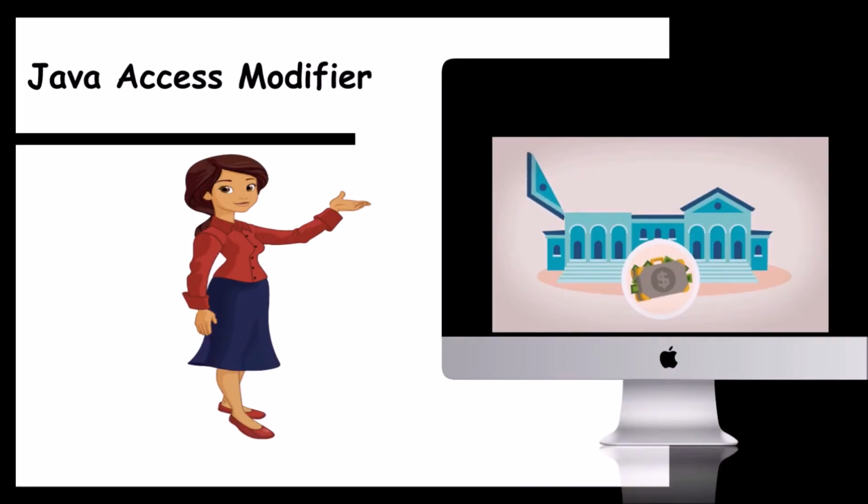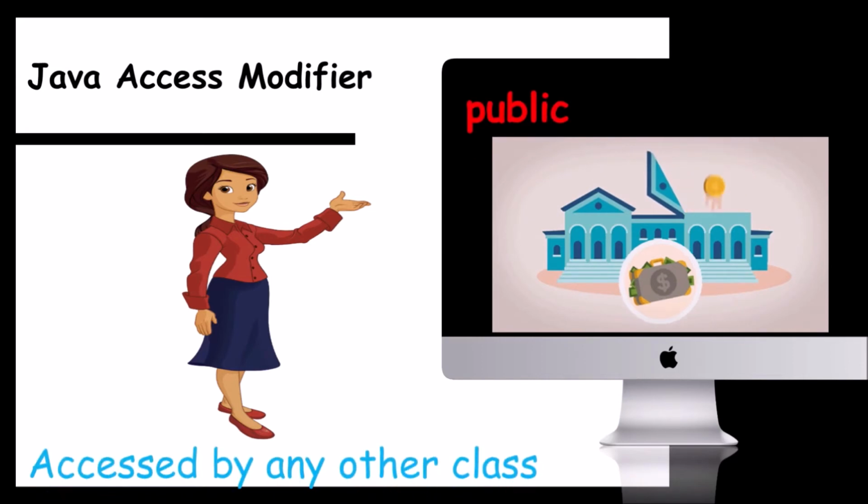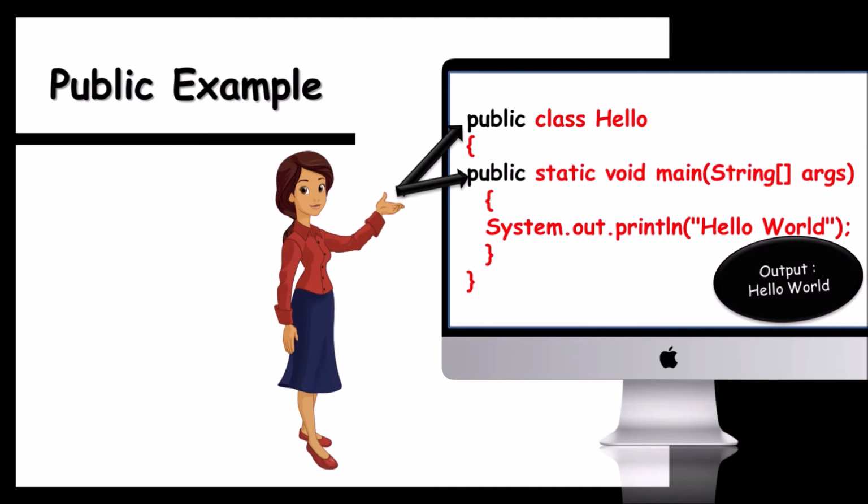Public is an access modifier which can be accessed by any other class. Consider a bank, as it is open to all the customers. Visit anytime. This example shows that the class Hello and the main method are declared as public. Hence, the class and method are visible to other classes as well.